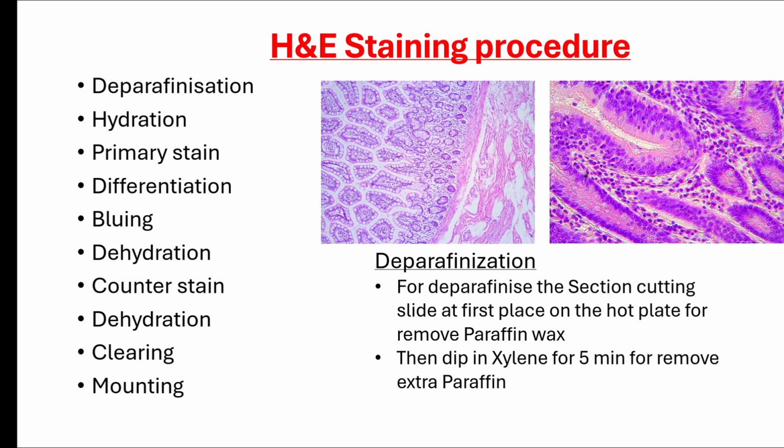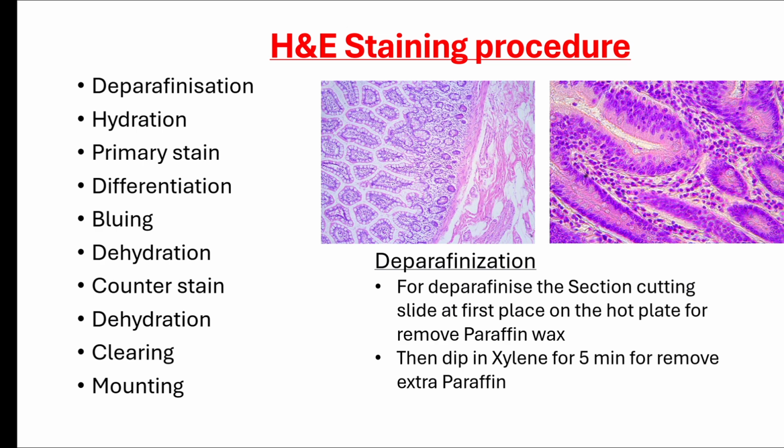H&E staining procedure, that means hematoxylin and eosin staining. The following steps are used for the staining: at first deparaffinization, then dehydration, then primary stain, differentiation, bluing, dehydration, counter stain, again dehydration, then clearing, then mounting with DPX. The first process is deparaffinization. For this, the section cutting slide is first placed on the hot plate to remove the extra paraffin. Then dip in xylene for 5 minutes.